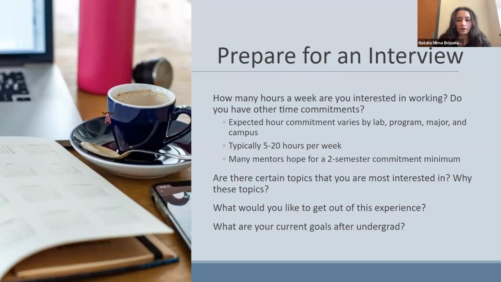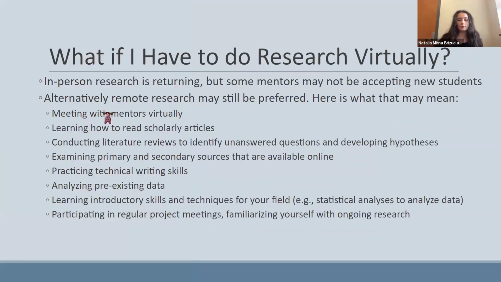So, okay, here we go. What if I have to do research virtually? So personally, I can't really say that I have experience doing research virtually, but I do have some friends that have done research virtually. And as you can imagine, it is a different experience than going in person and going into the lab.